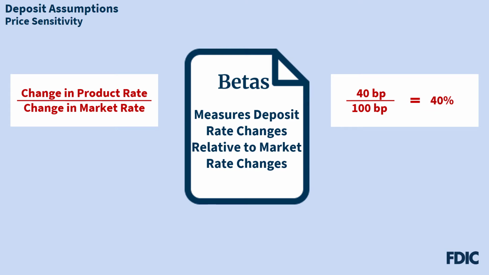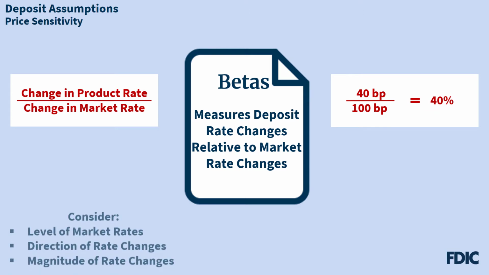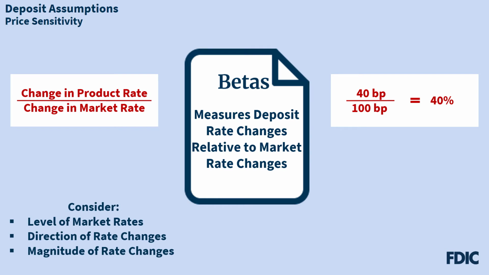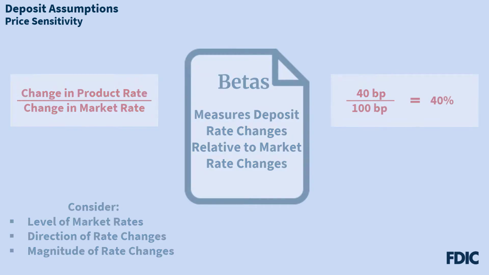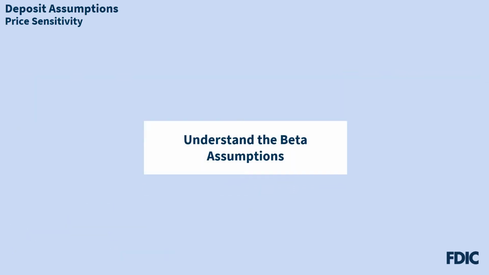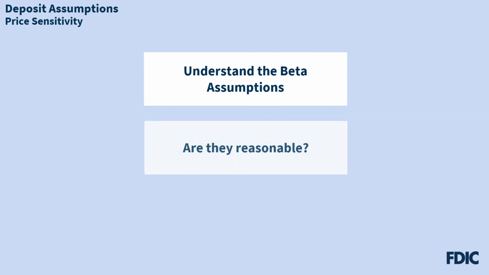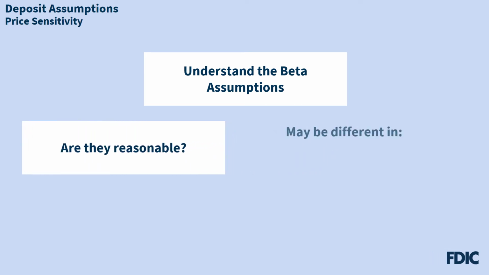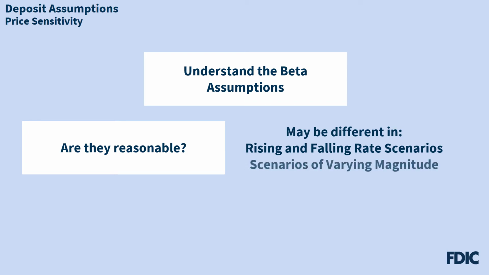Price sensitivity or beta assumptions may differ depending on the current level of market interest rates, as well as the direction and magnitude of the rate changes modeled. Effective management teams understand the beta assumptions used within the models to ensure that the assumptions are reasonable in both rising and falling rate scenarios. Depending on the current level of market rates and competitive factors, some banks may experience different betas in rising versus falling rate environments. Generally, management can expect different betas for scenarios of varying magnitude.